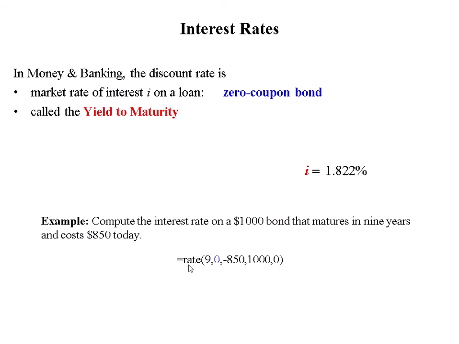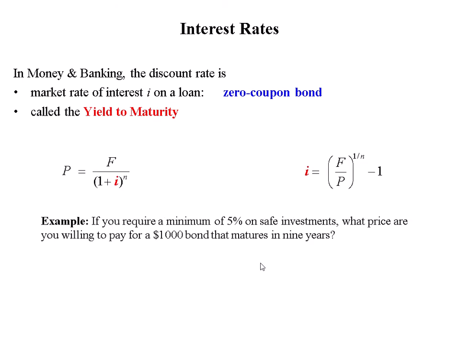Now you could use Excel. So in a cell within Excel, you could type equal rate, because we want to know the interest rate or the yield to maturity. That right there is the maturity. 0 is the annual coupon payment or the periodic payment. The price is $850, so we have to pay out $850 to get $1,000 in the future. So that's why that's negative. So that's the future value, and this is the price, and we make that negative because we have to pay that to get that in 9 years. And you'd end up getting 1.822%.